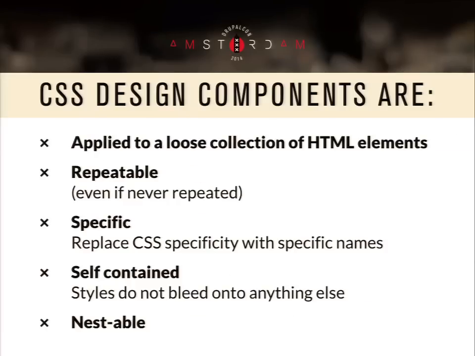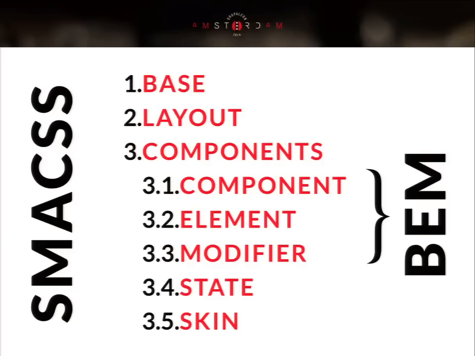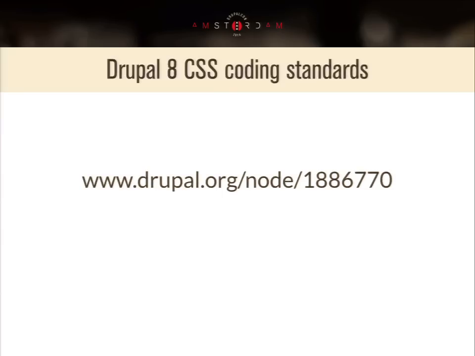So let's go over this list again one more time. CSS design components are applied to a loose collection of HTML elements. Again, we're not trying to infer any specific HTML DOM structure. They're completely repeatable. They're very specific, self-contained, and nestable. And this naming structure has been adopted by Drupal 8. Drupal 8's official class naming convention is described here, drupal.org/node/1886770, and it follows these exact same naming conventions.